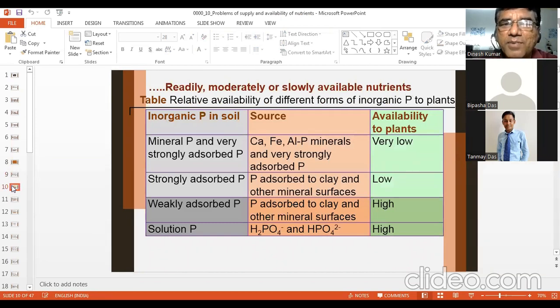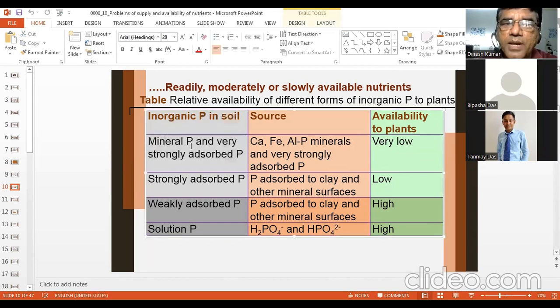Now you see the relative availability of different forms of inorganic P to plants. So first column, inorganic phosphorus in soil, then source, and then what is the status of availability. See, mineral phosphorus and very strongly adsorbed phosphorus. This is in the form of calcium, iron, or aluminum phosphate minerals, and very strongly adsorbed phosphate. So this is very slow. Availability to plant is very, very slow.